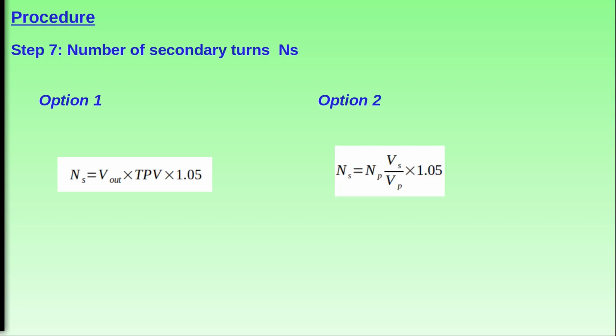First option. Apply the same equation used to calculate the primary turns, but add 5% to adjust for losses during the transformation process. Second option. Use the known ratio of voltages to calculate the ratio of turns and add the same 5% correction. Step number 8. Calculate primary current IP. The current at the primary needs to provide the power needed at the secondary.